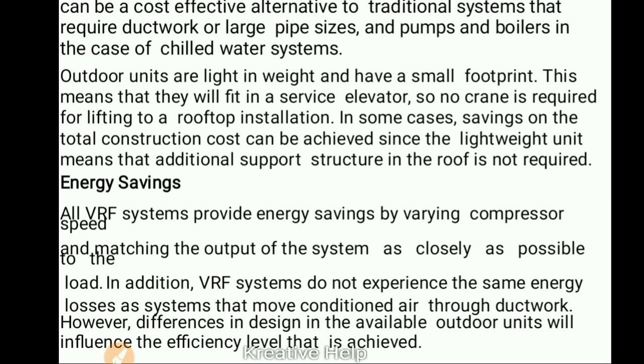The VRF system does not experience the same energy loss as a system moving conditioned air through ductwork. In ductwork, a lot of energy is lost due to friction, curving, and other types of loss. In this VRV, we do not experience such types of losses. So the efficiency level is very good.